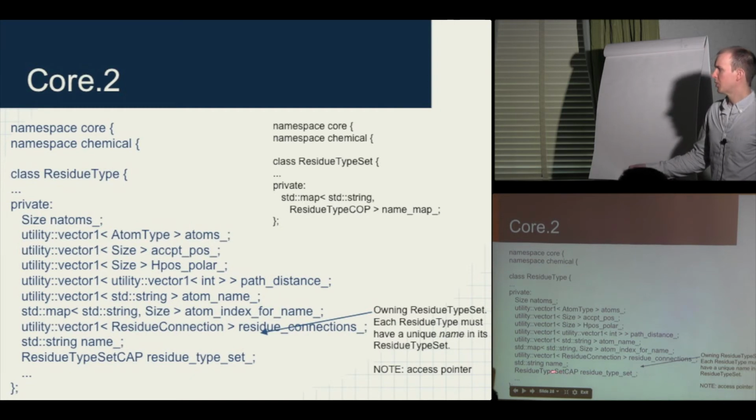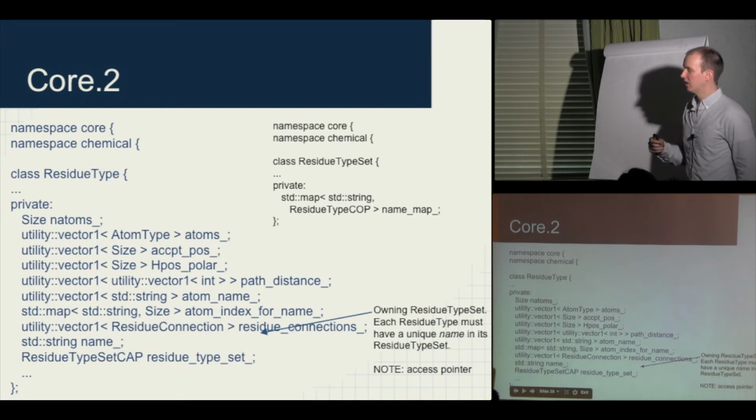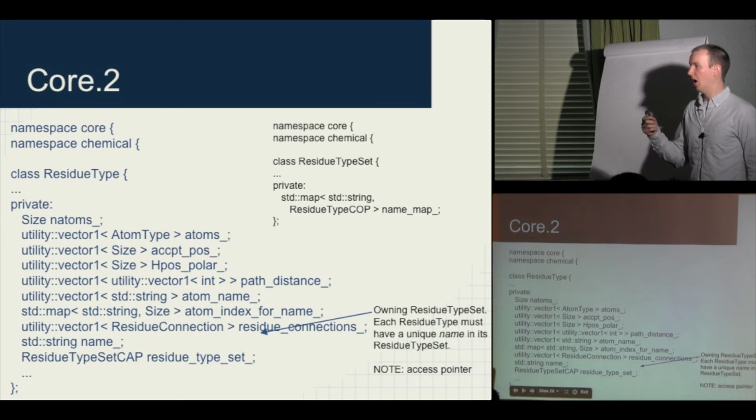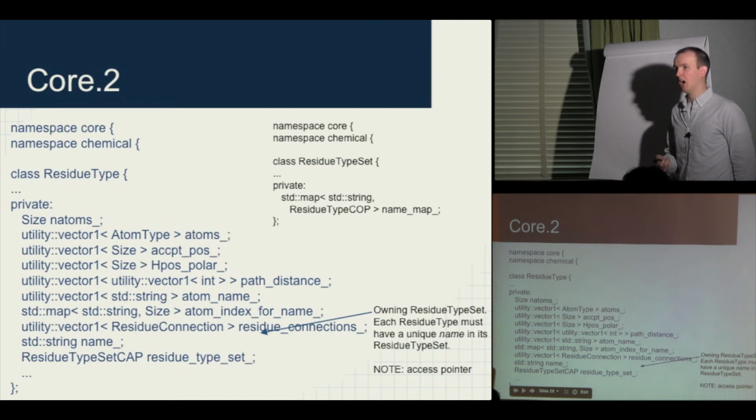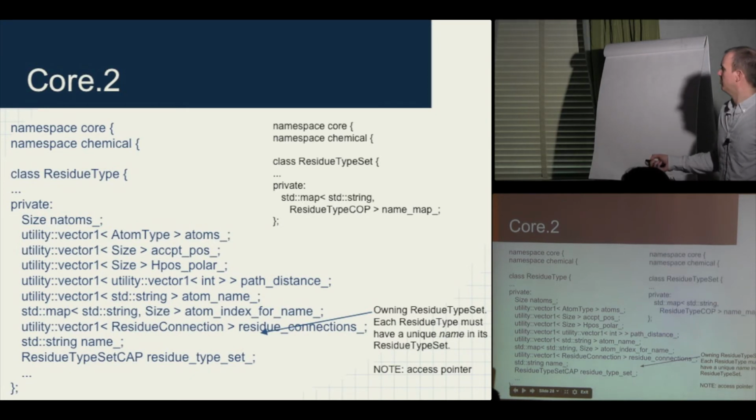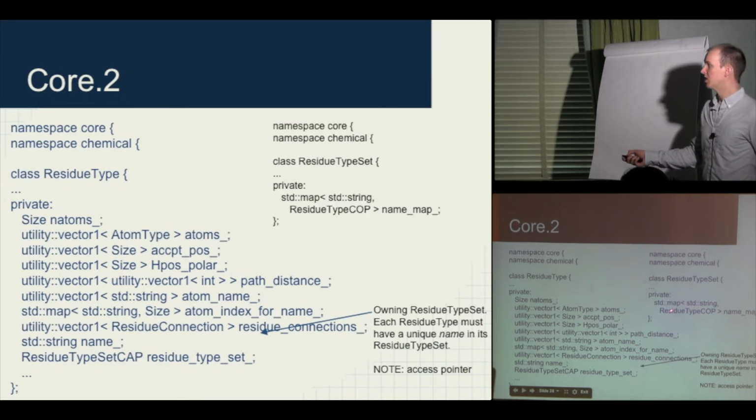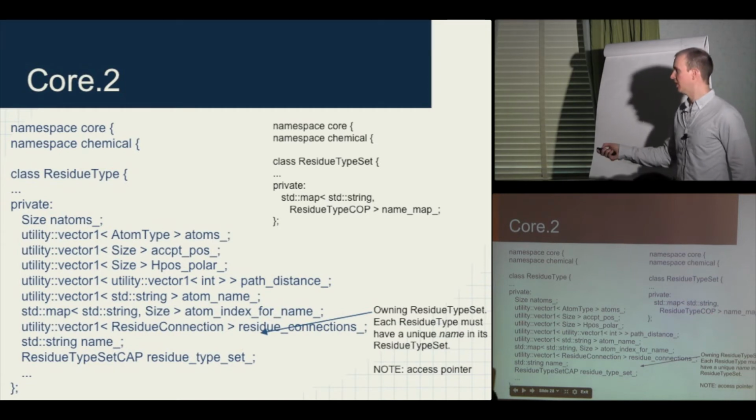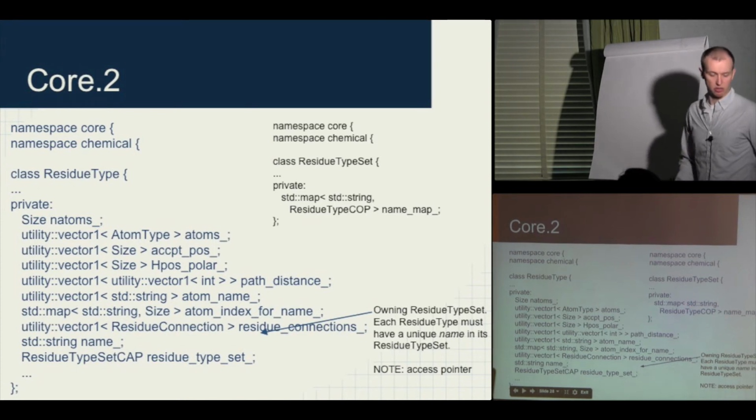Each residue type also has this access pointer up to its owning class. So if you have a residue, then you can ask for its residue type. If you have a residue type, you can ask for the residue type set that contains it. So you can query, given a residue, whether it's an FA standard residue or a centroid residue, by asking for the residue type set. And residue type set similarly has this map from names of residues to pointers to those residues. So there would be an entry in here, ALA for alanine, that would point to the alanine instance of this residue type.